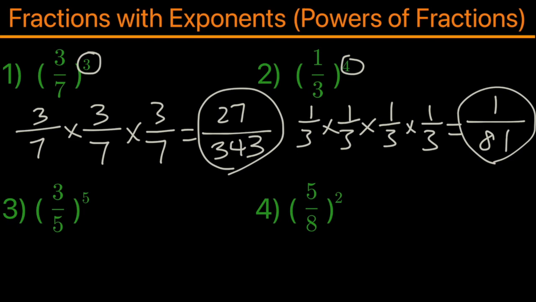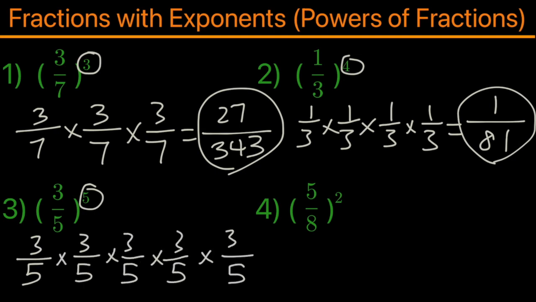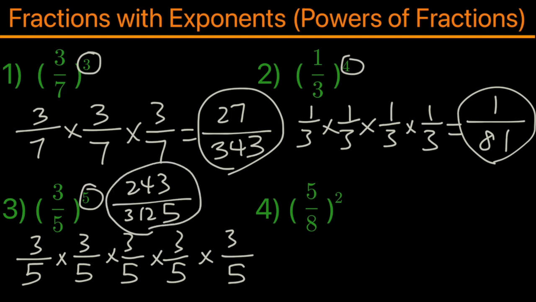For the third example, we have 3/5 to the power of 5. So we'll take 3 over 5 and we're going to multiply that 5 times. Then we will multiply 3 by 3 by 3 by 3 by 3. From the calculator, that will become 243. Then we have 5 times 5 times 5 times 5 times 5. That equals 3,125. And that's the answer for number 3.